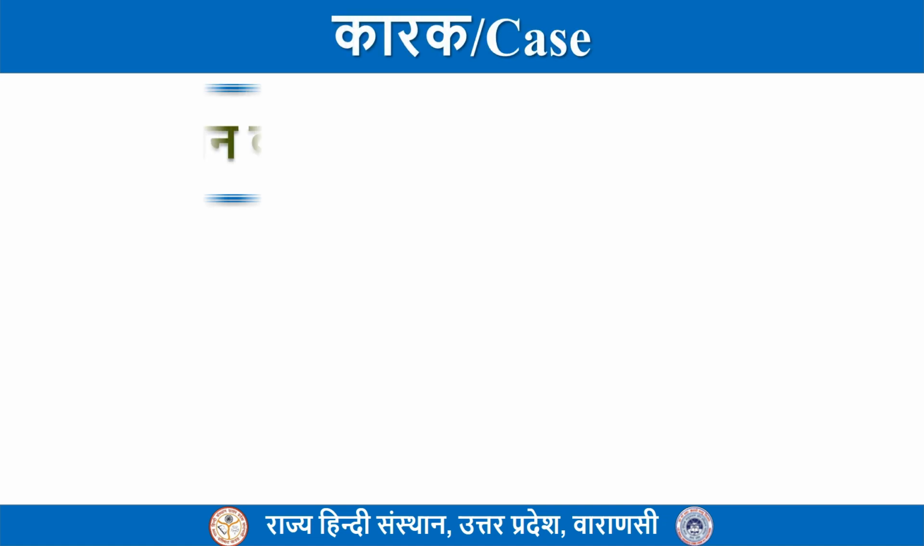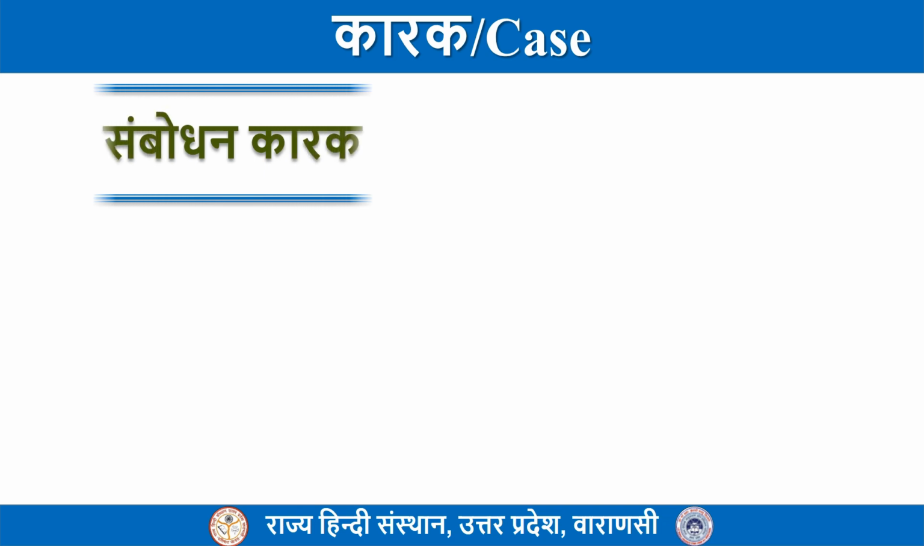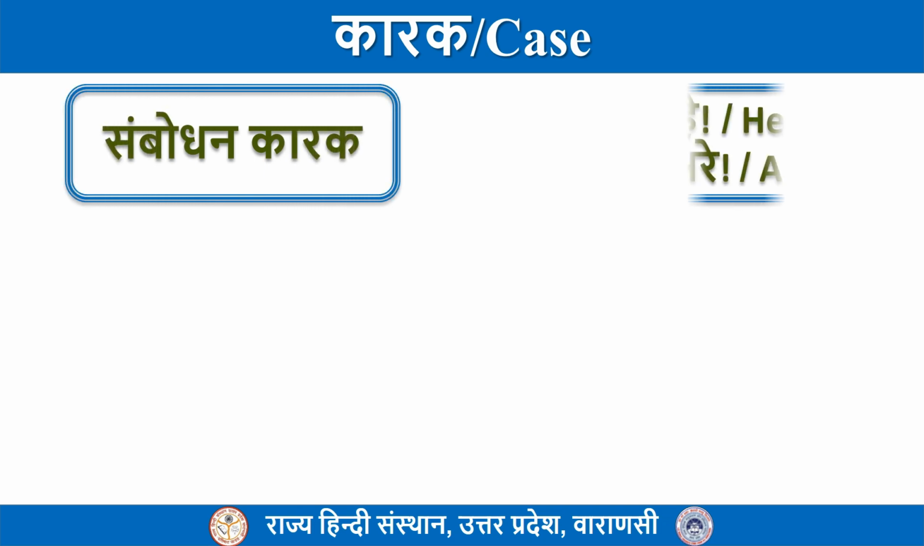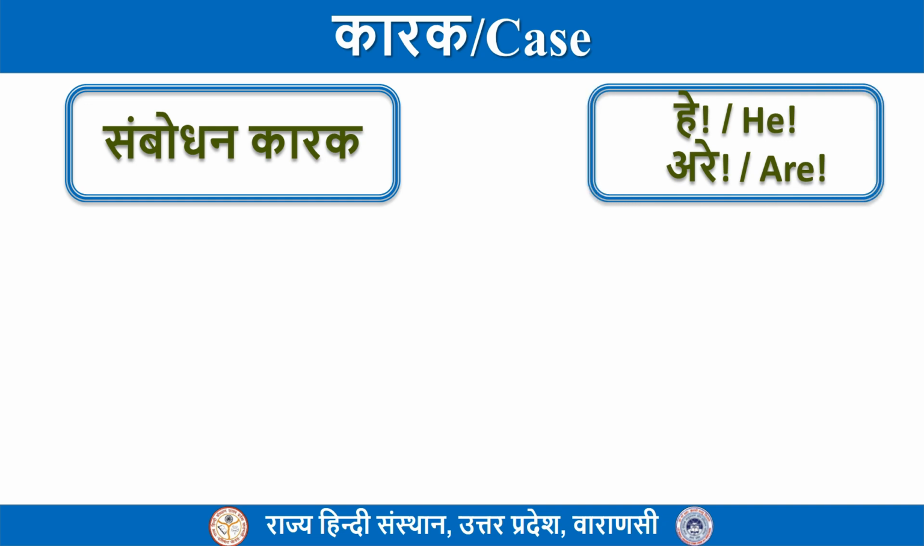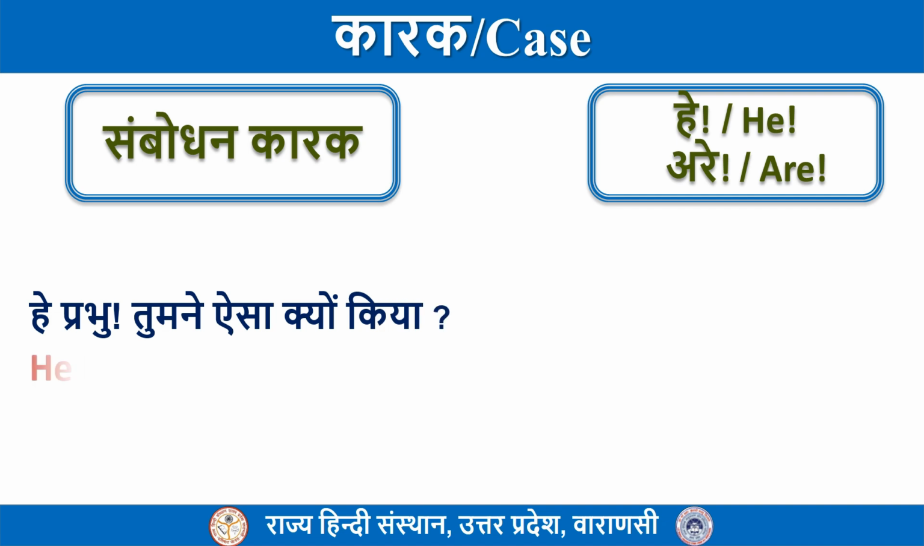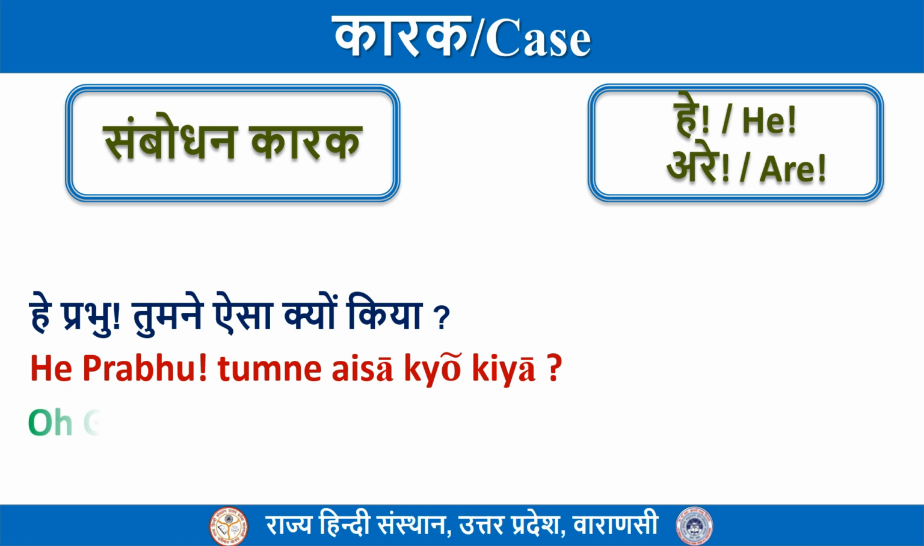The last and the eighth karak is Sambodhan karak. Here we have two words again, he or are. Let's see with examples. हे प्रभु ऐसा क्यों हो रहा है? Oh God, why did you do this?